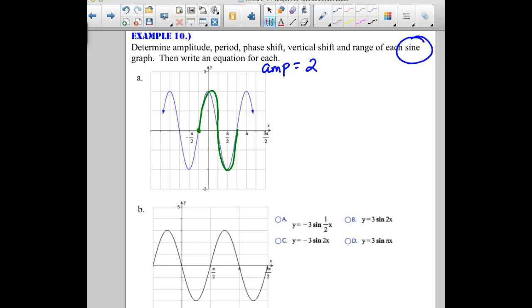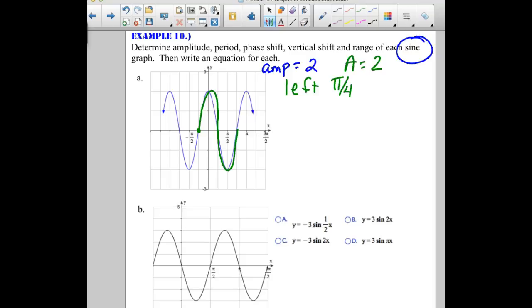So tell me what I've done to it. Have I reflected it? No. So my A value is just going to be a 2, not a -2. But I have shifted it where? I've shifted it so that my starting point is left pi/4. Okay, so my H value is going to be pi/4. Well, I'll say it a different way. I'll just write left. You're right. It's going to be a positive in our equation. We're going to go left pi/4.